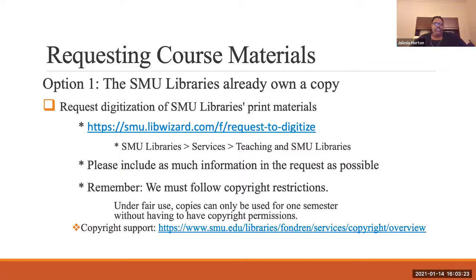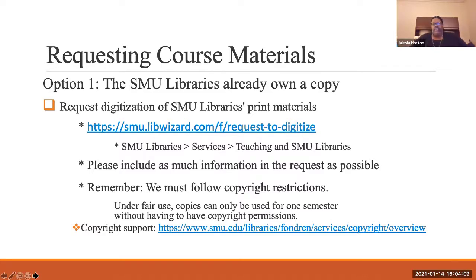If you look on your screen, you should see a link to the digitization form. It's also found on the SMU Libraries page under services on a link named Teaching in SMU Libraries. And so in this request form, we'll ask you things such as your name, the course number, when you need it by, things of that nature. And so we ask that you add in as much information as possible so that we can get to your request as fast as possible. You could even add in one part just like a link to the Amazon URL. That way we know exactly what you want, exactly the edition, and so that kind of takes out some of the confusion.